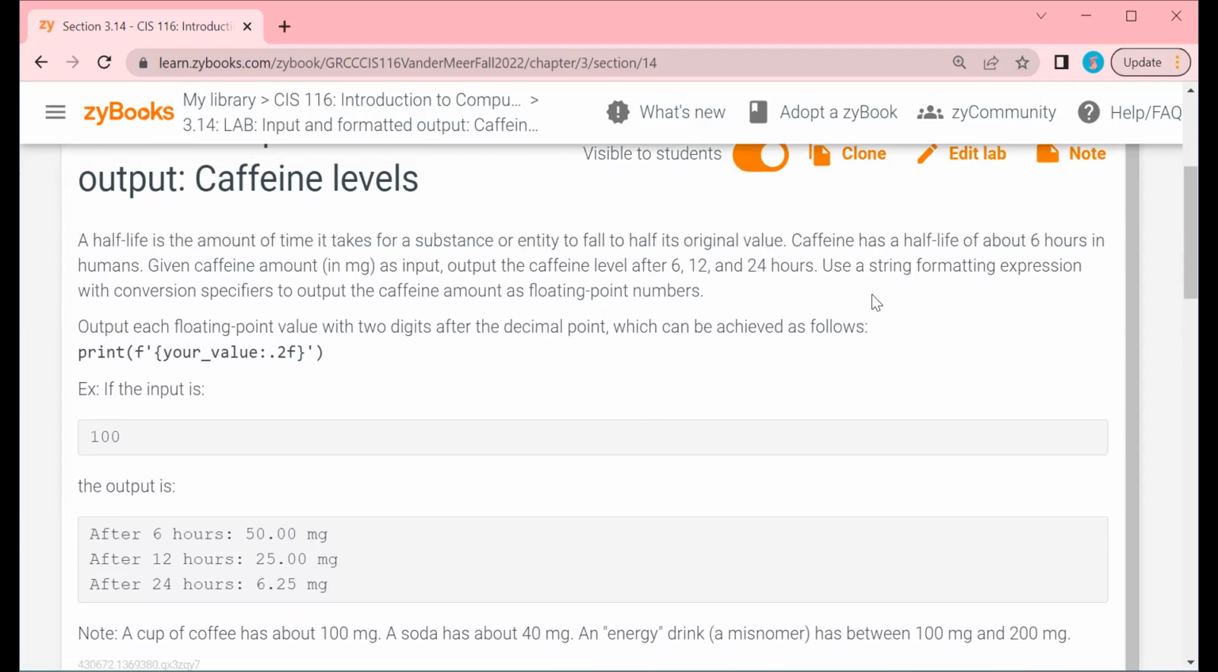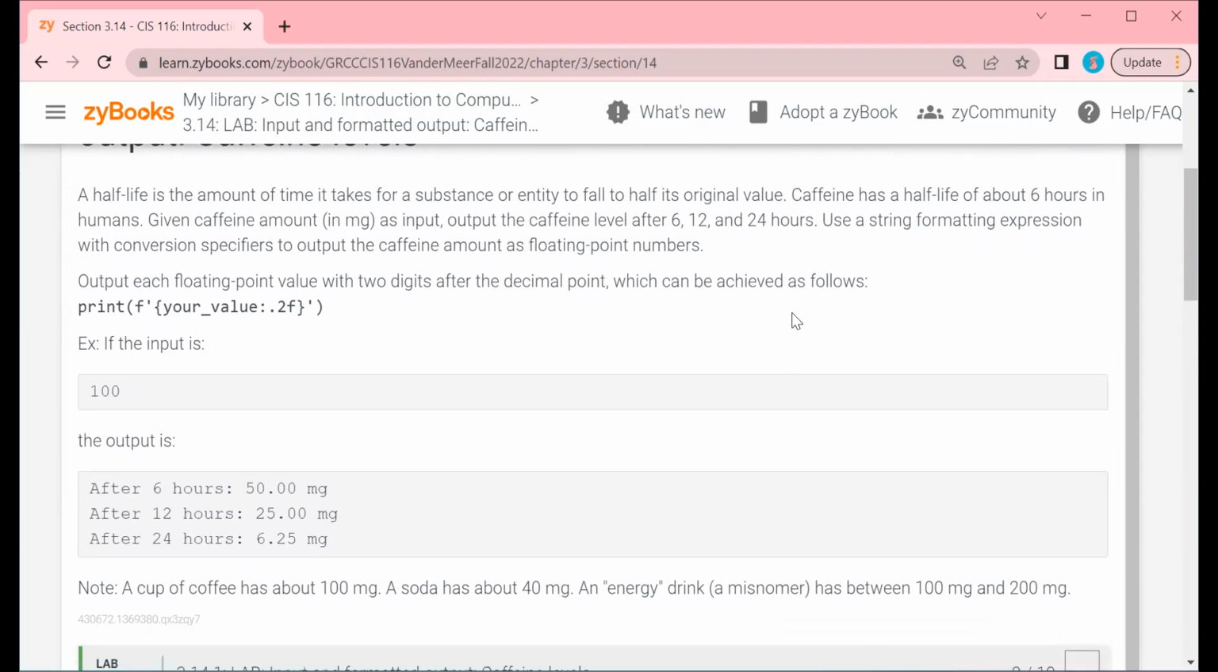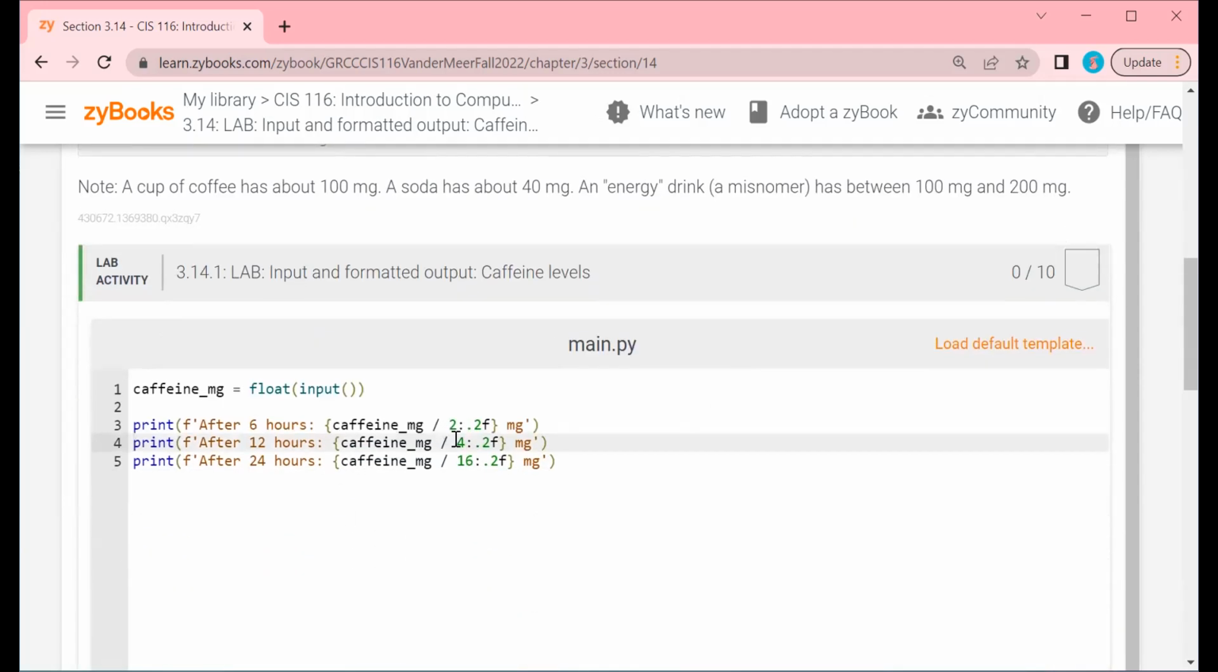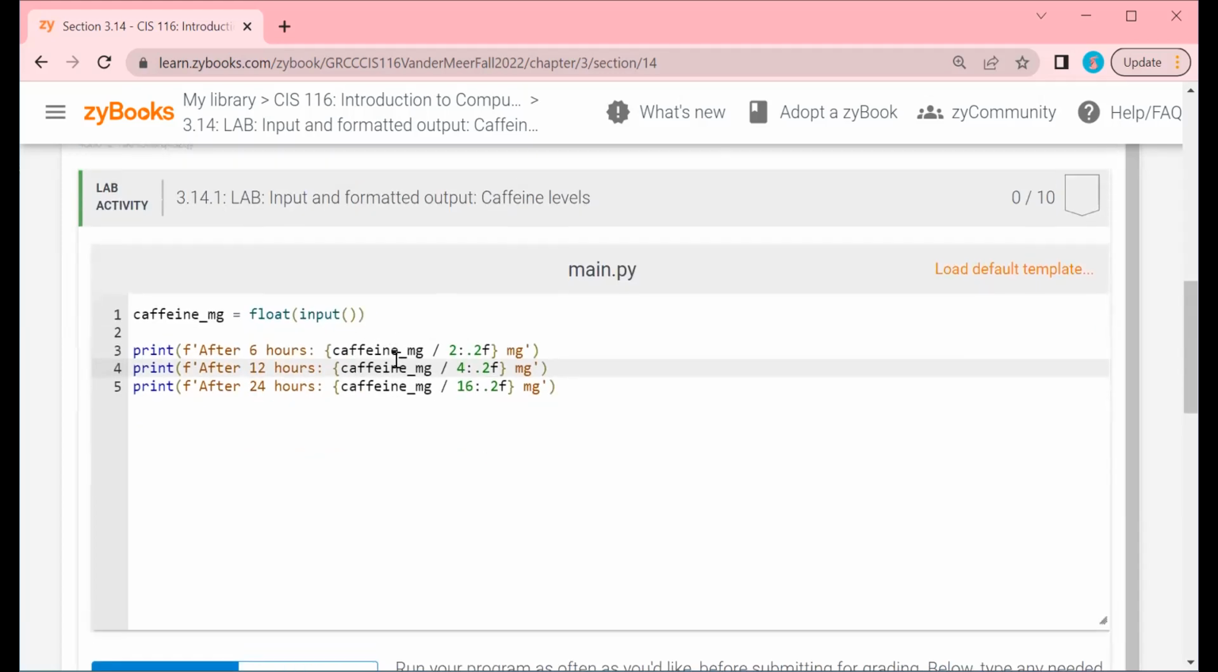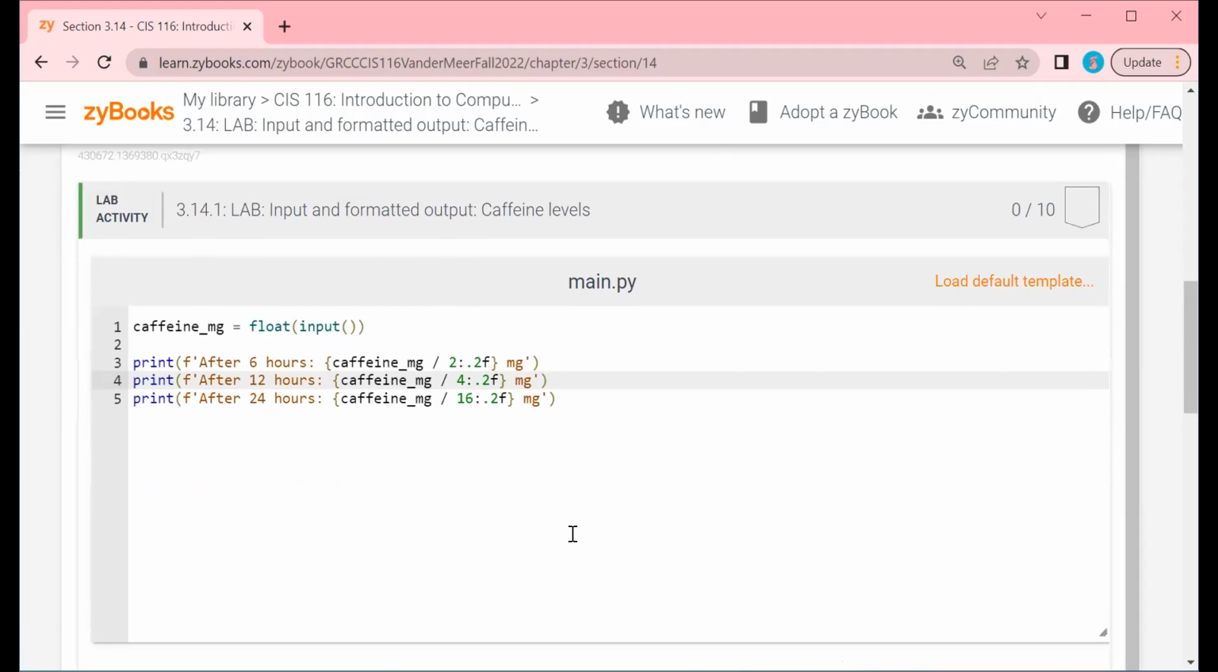The only confusing thing here is just the half-life, understanding that, but there's the formula. I think the half-life concept is confusing to some, but we take in a number, we display the output.